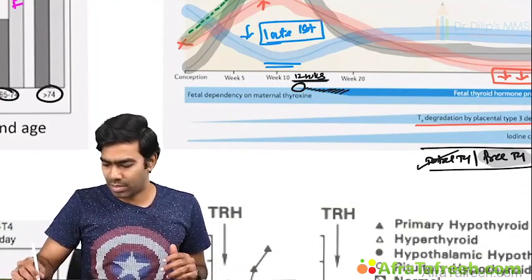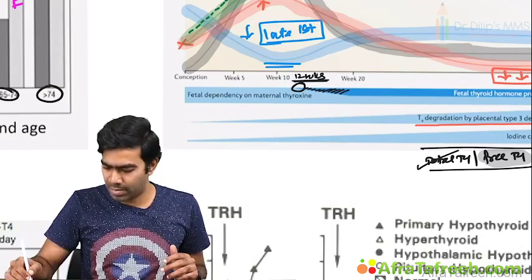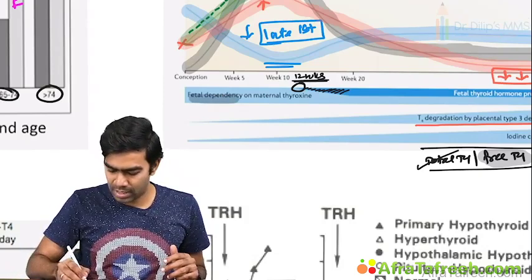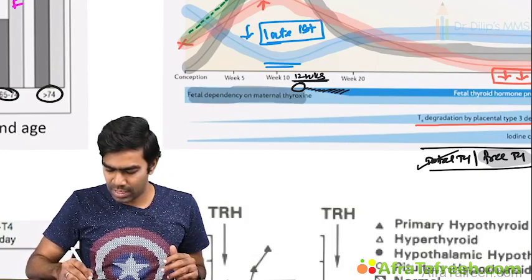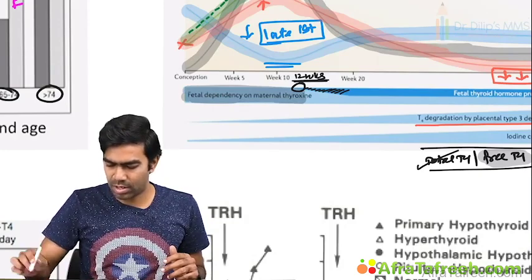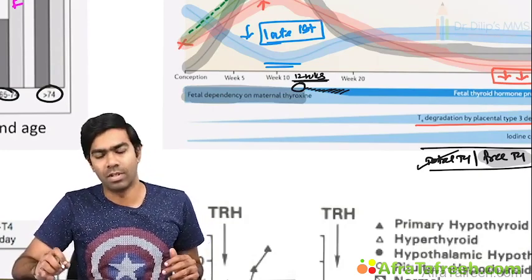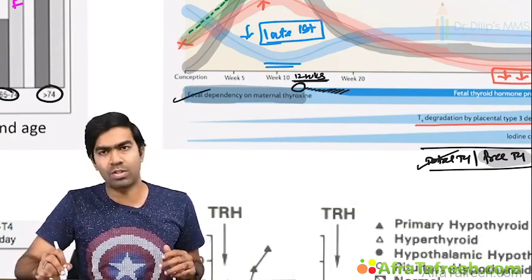Till that time, the fetus is completely dependent on the maternal thyroxine. 100% dependent on the maternal thyroxine. So which means this is a very crucial period. The first 12 weeks, this is an organogenesis period, very crucial for the growth of the brain.